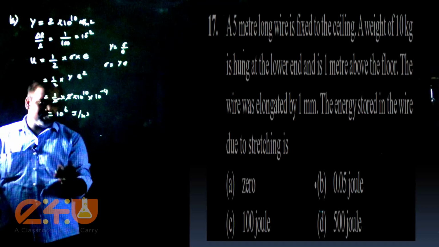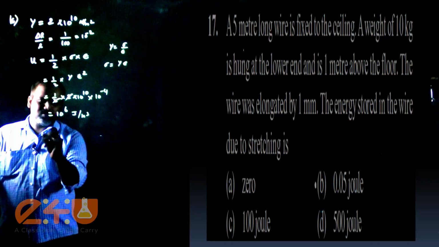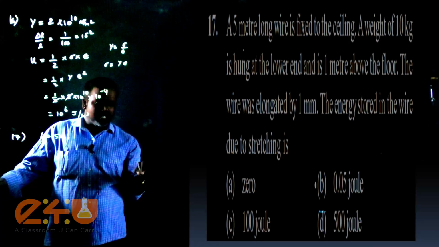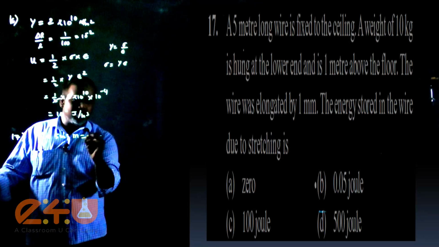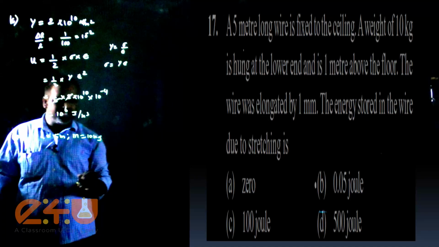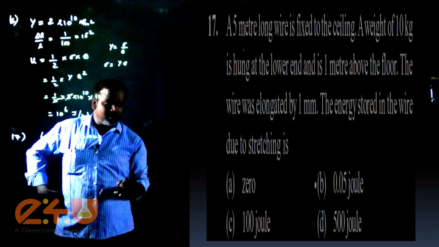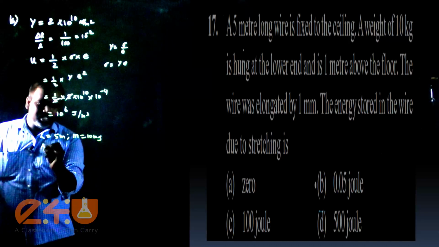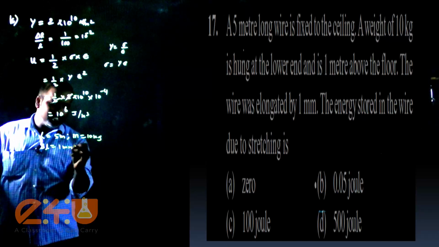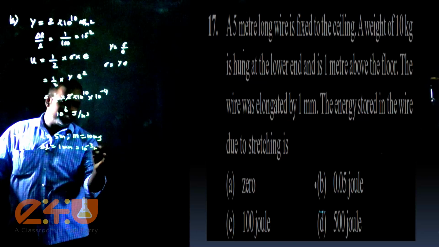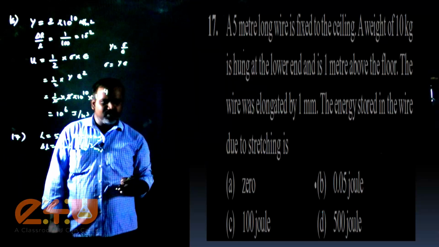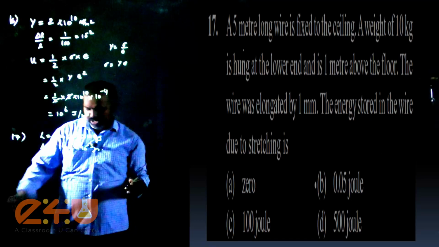So the question: a 5 meter long wire, so L is equal to 5 meter, is fixed at the ceiling, and M is equal to 10 kg is hung from the lower end, 1 meter above the ground. The wire is elongated by delta L, given as 1 millimeter, that is equal to 10 to the power of minus 3 meter. And we have to find the energy stored due to the stretching of this wire.